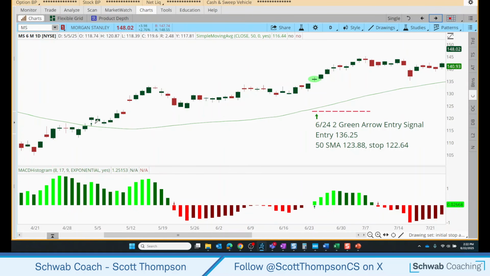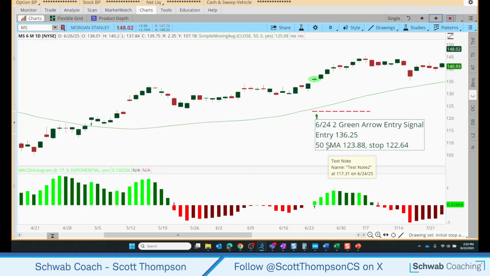The stock actually went above the moving average way back here on the 2nd of May, but we just didn't really start the program until after the 9th of June here. And so this was really our first buy signal day. The moving average was rising. The stock had kind of broken a new high. And so on the 24th, we had a 2 green arrow entry signal, and we got in there at about 136.25.